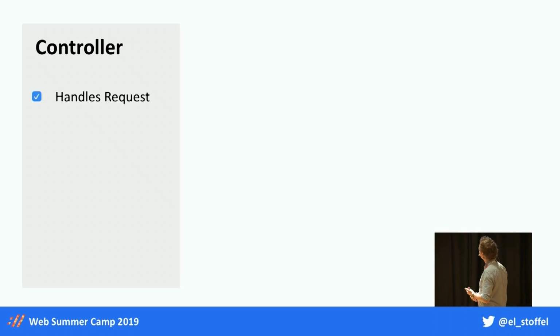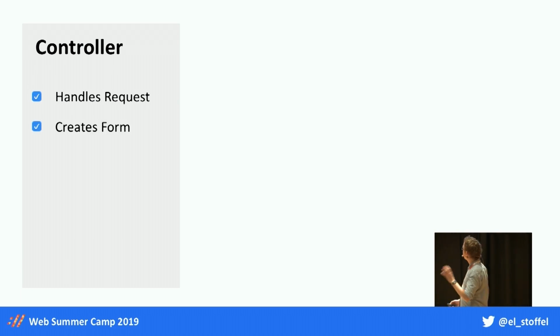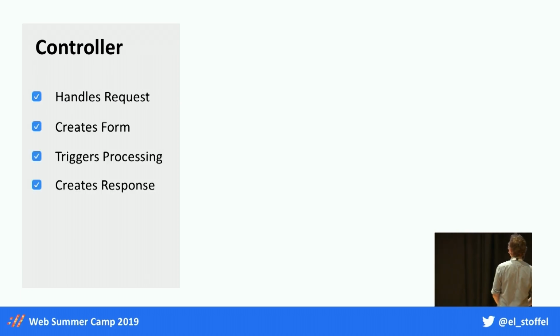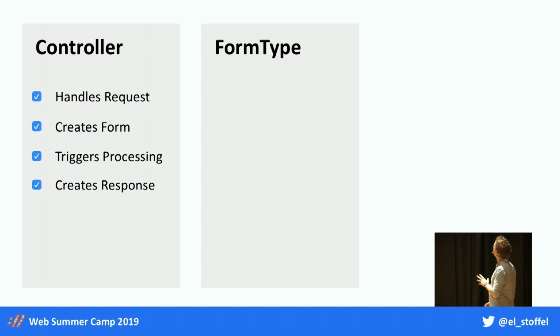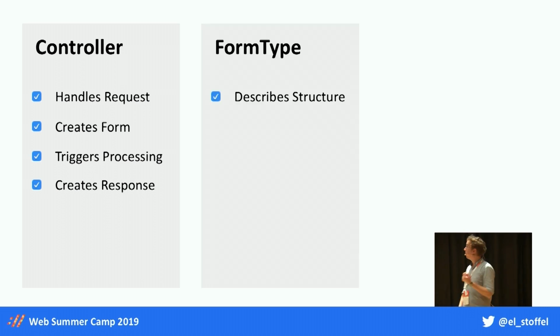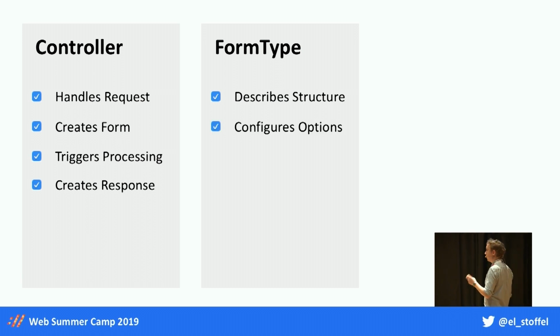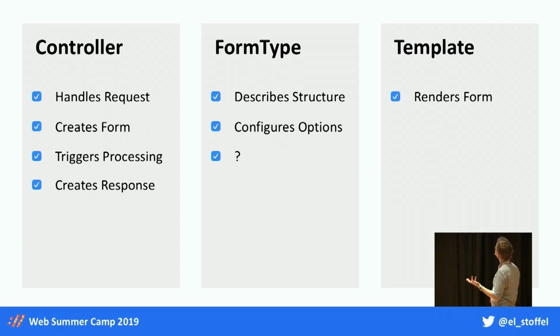All right. So the controller handles a request, creates a form, triggers processing, and creates a response. That's the responsibility of a controller. Right? The form type defines the structure and configures some options, and something else. That's a cliffhanger. And the template renders the form. And we can add additional markup, of course.